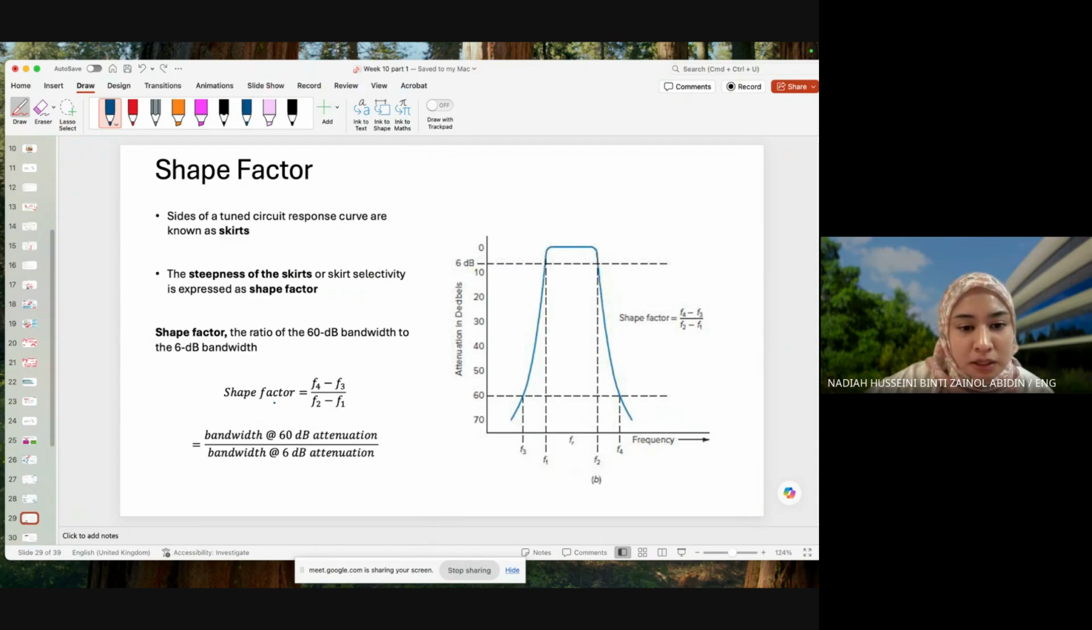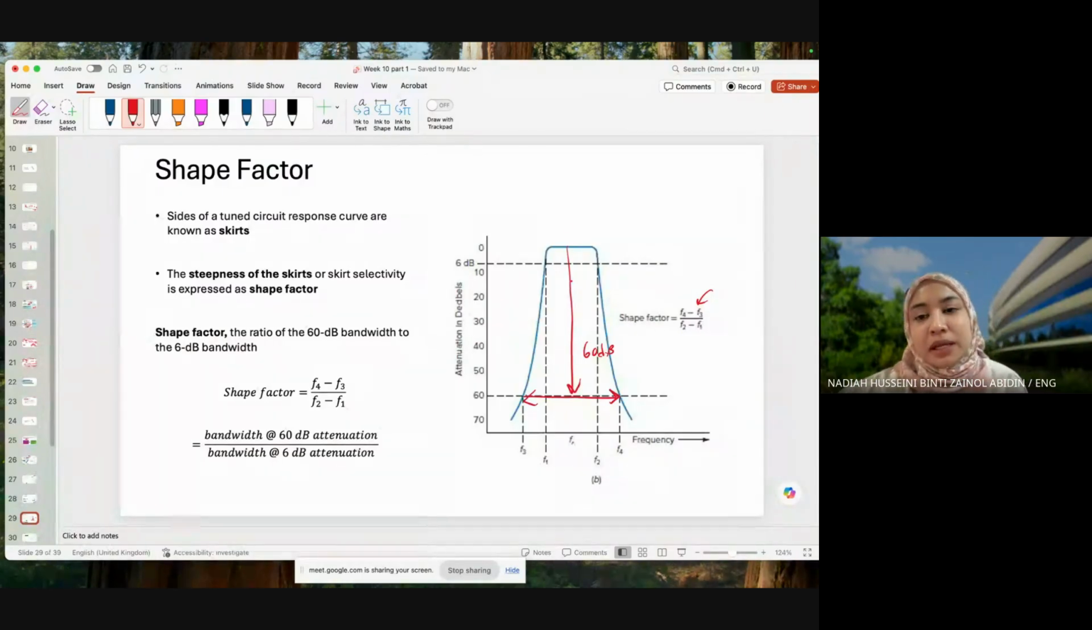What is it? Shape factor is the bandwidth at 60 dB attenuation. What is 60 dB? This over here. Let me use a different color for that. 60 dB attenuation from the top, going down by 60 dB. This is the bandwidth for 60 dB. And this is going to be your top part. Forgot what the actual name is.